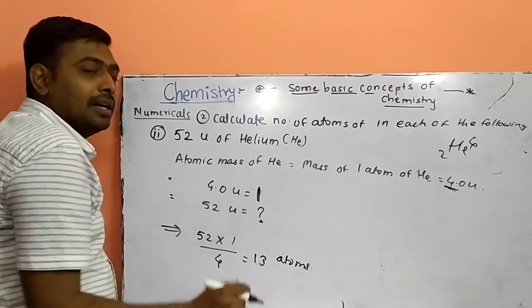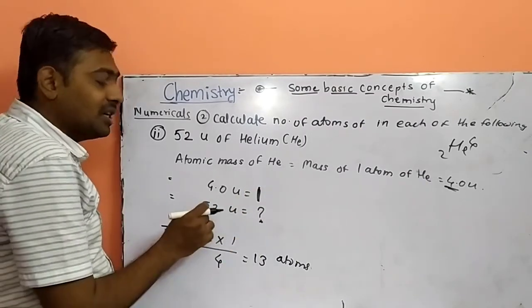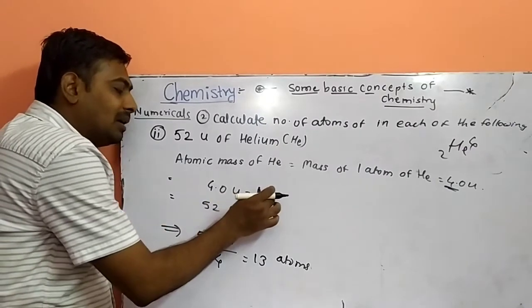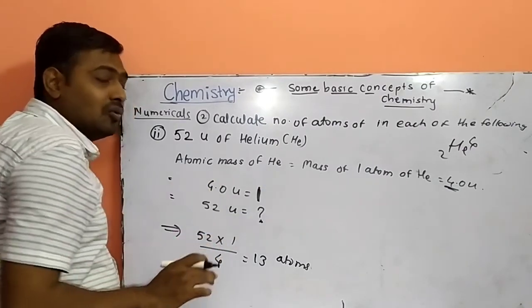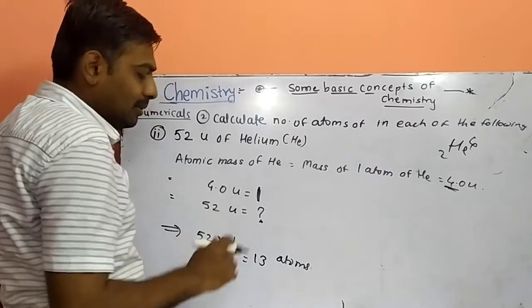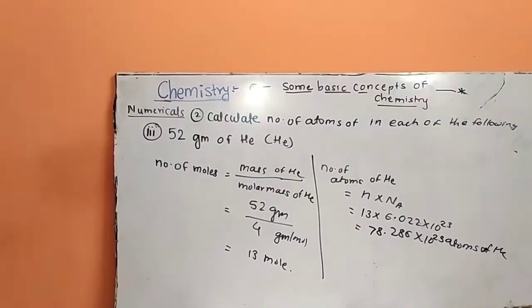Then how many atoms do 52 units contain? Just do cross multiplication: 52 multiplied by 1 divided by 4. You will get 13 atoms.